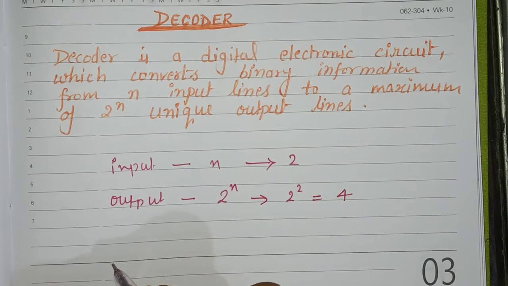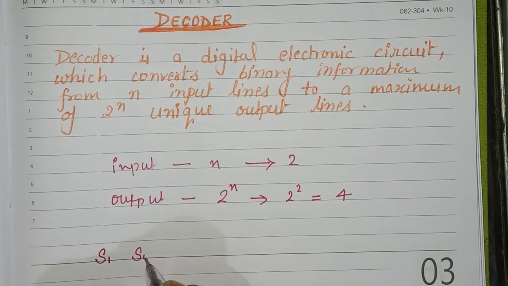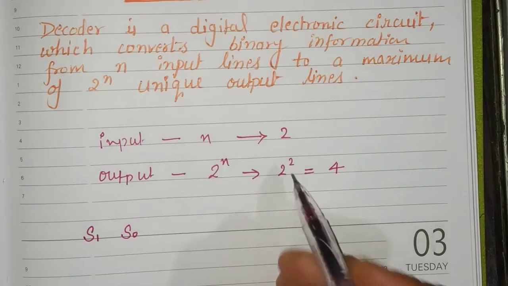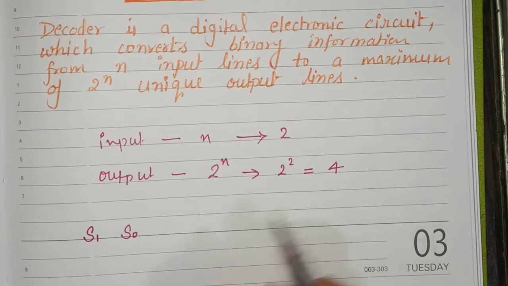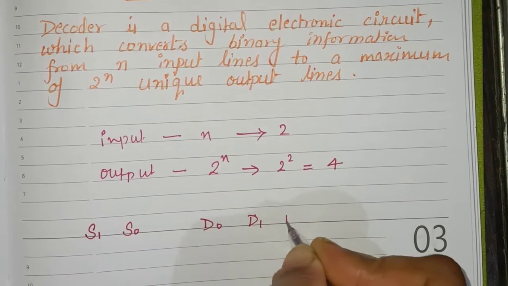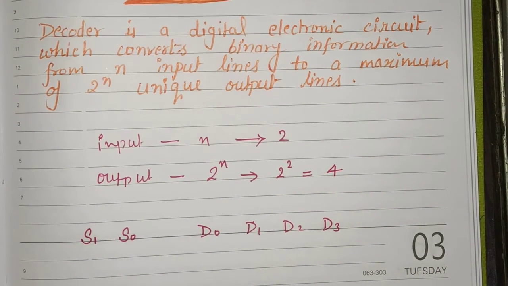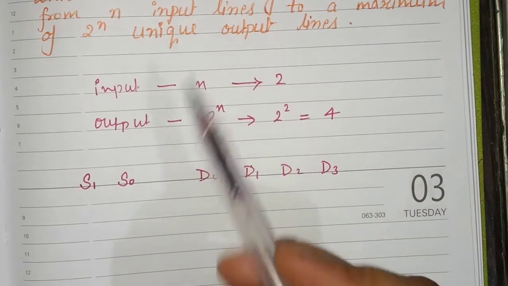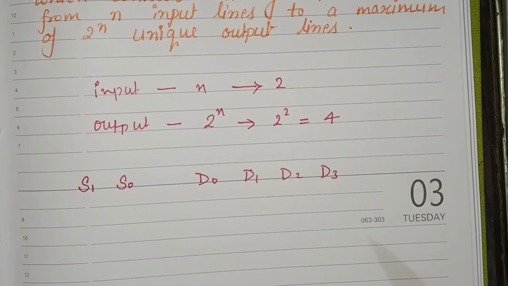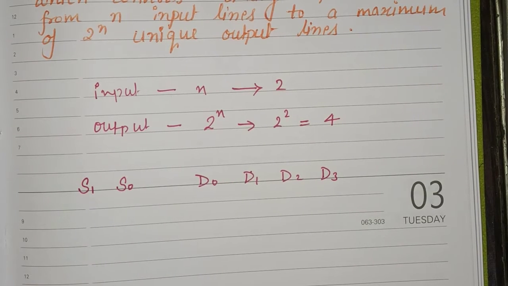Suppose I am taking two inputs, S1 and S0. So how many outputs are there? 4 outputs. So we start with D0, D1, D2 and D3. These are the output lines. It changes binary information from n input lines to a maximum of 2 to the power n output lines, means it converts binary information to any other number system.